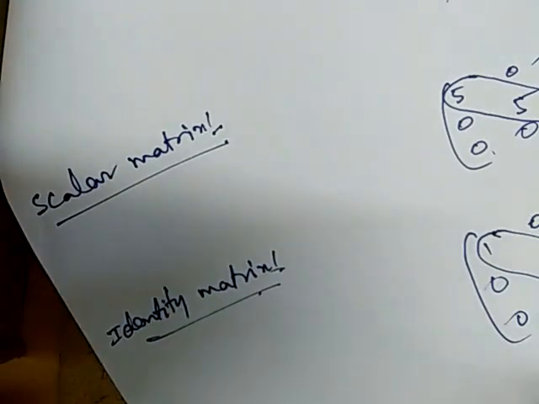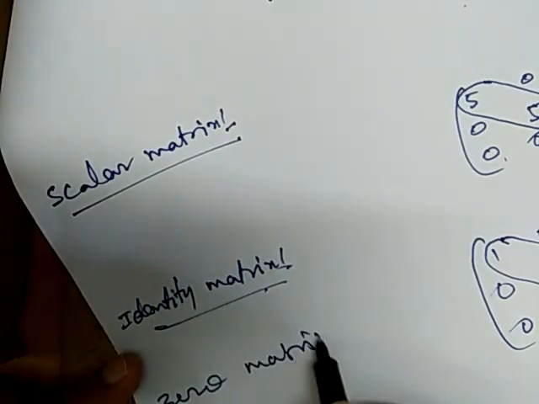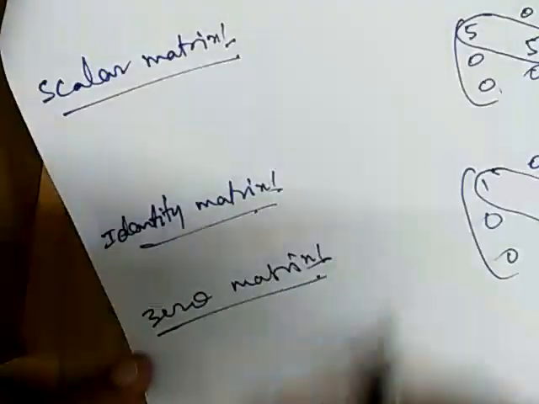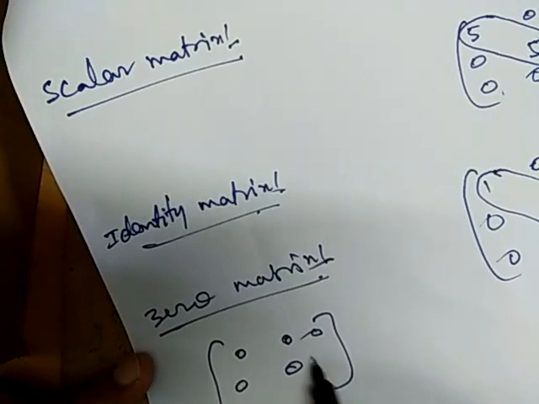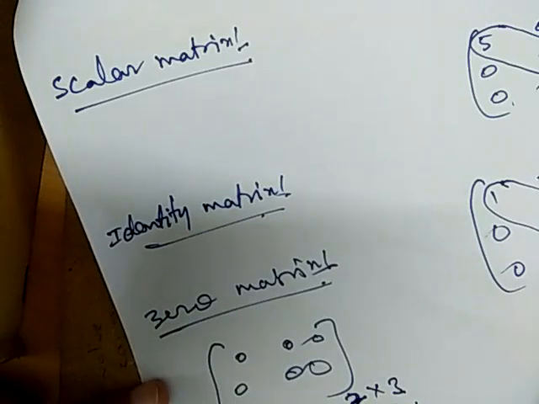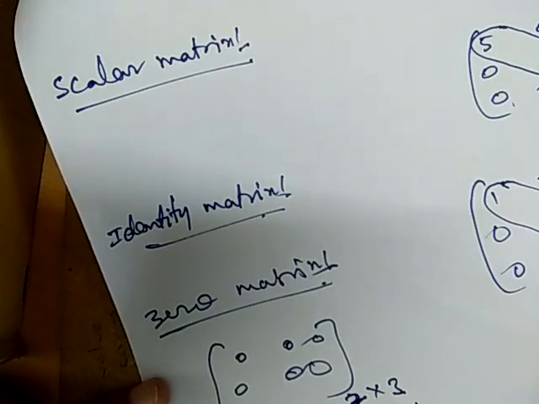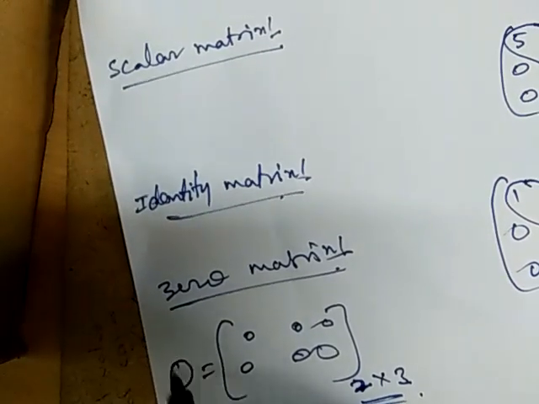Zero matrix. Zero matrix means all the elements are 0. A matrix is said to be a zero matrix or null matrix if all its elements are 0. It can be denoted by the letter O.